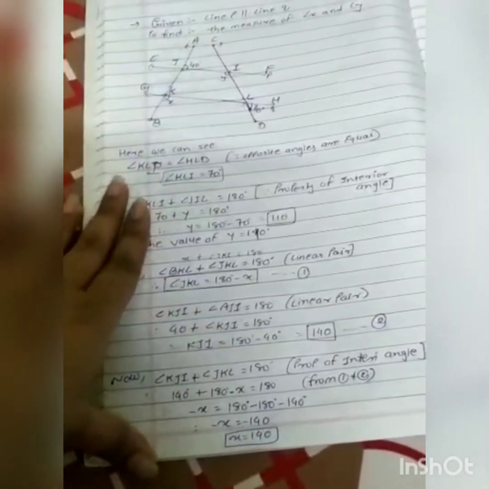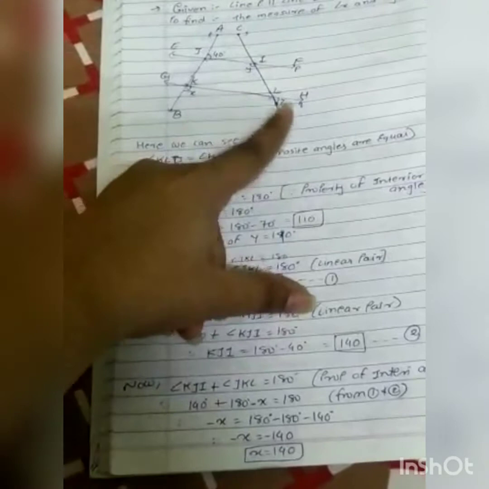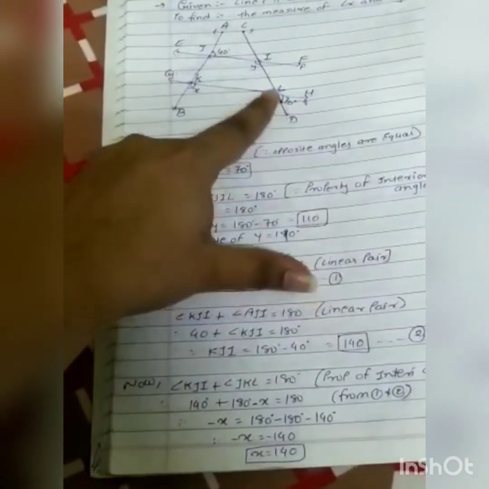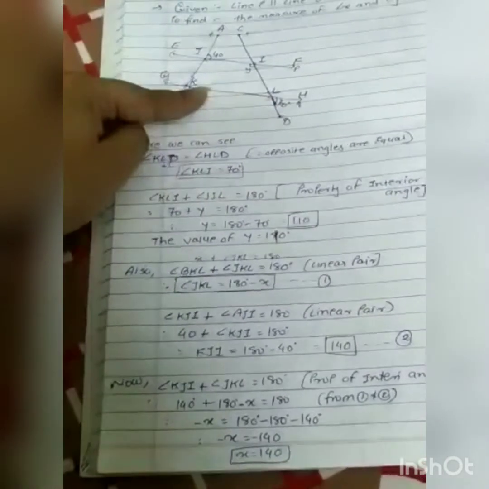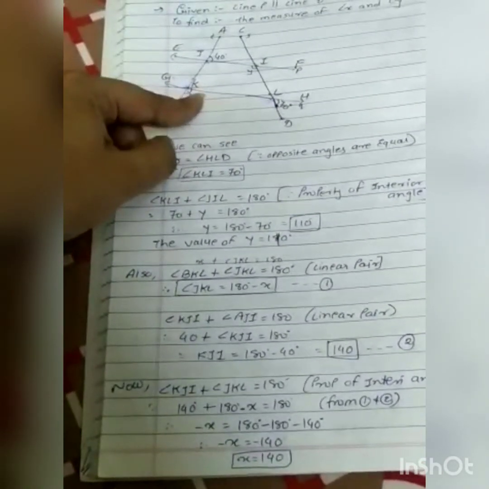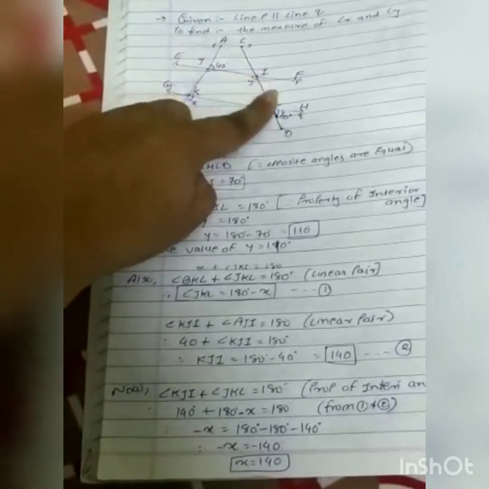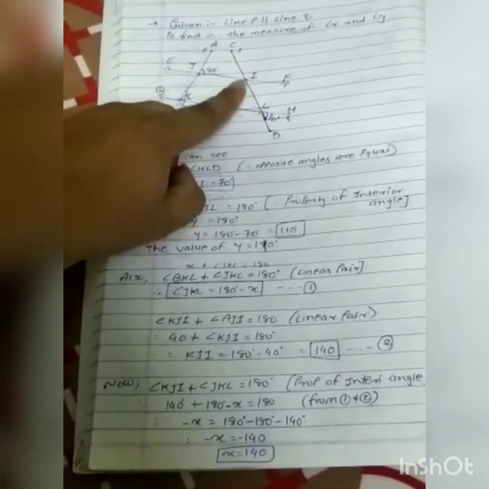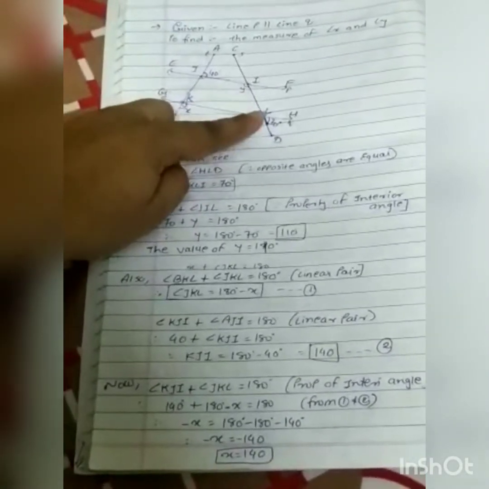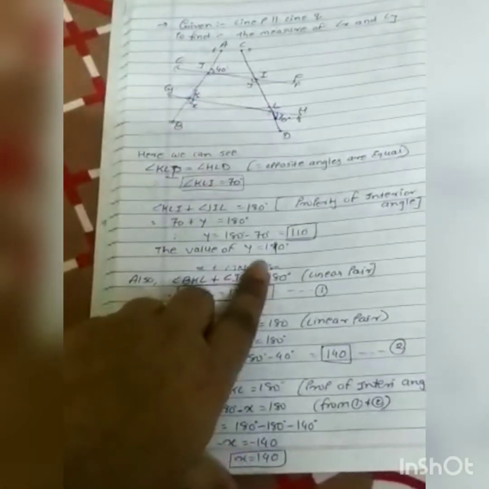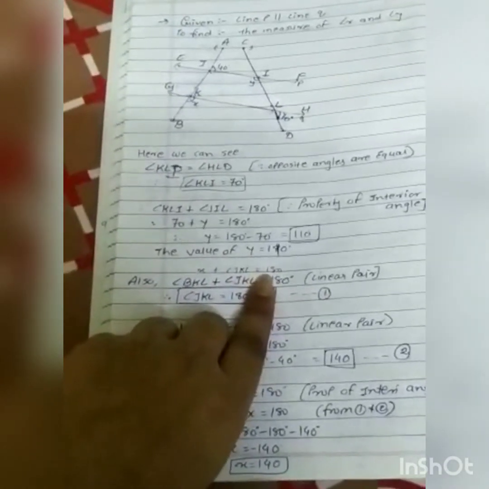I am repeating once again. What we do? First we found out opposite angles. Opposite angles are equal, so this 70 means this is also 70 degrees. Then what we have done? KLI plus JIL. It is a property of interior angles. So 70 plus y is equal to 180 degrees. We got y is equal to 110.